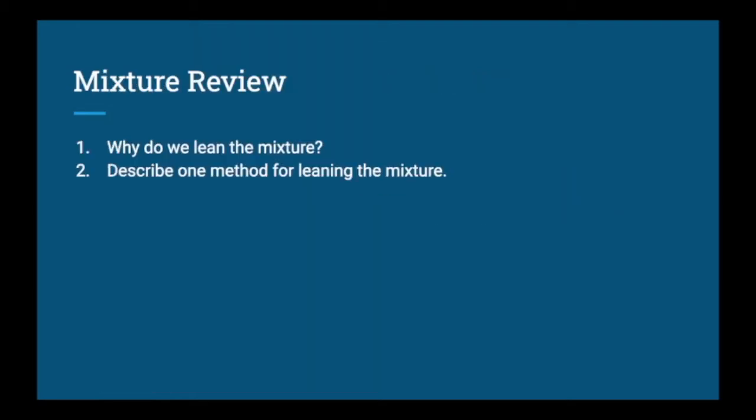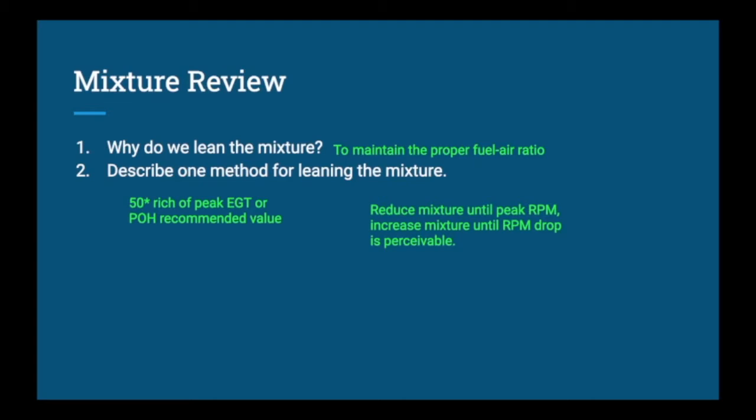So the mixture review, why do we lean the mixture? It's to maintain the proper fuel air ratio as we climb and descend. The methods for leaning the mixture, we could go 50 degrees rich of peak EGT or the peak power. And now not every airplane is 50 degrees rich of peak EGT. You'll have to refer to the POH for the recommended value there.